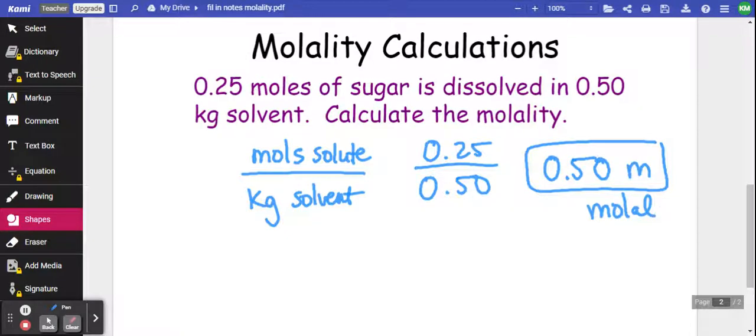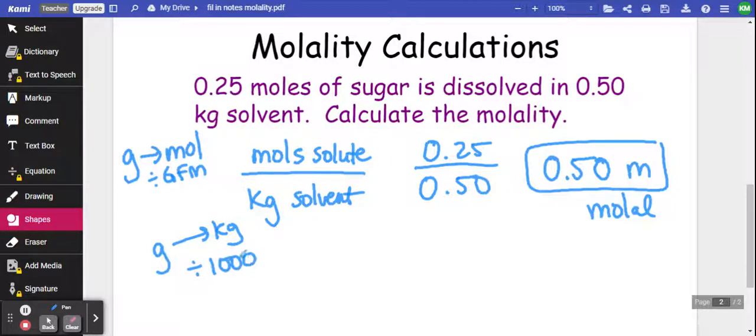What's important to remember also is that if you need moles but you're given grams, you would divide by your GFM. So that's important if you are given grams. Now let's say you're given grams of solvent and you need kilograms of solvent. That's going to be dividing by 1,000, which is the same as moving your decimal place 3 spots to the left. Okay, so this formula is not on the reference table, but it's pretty straightforward.